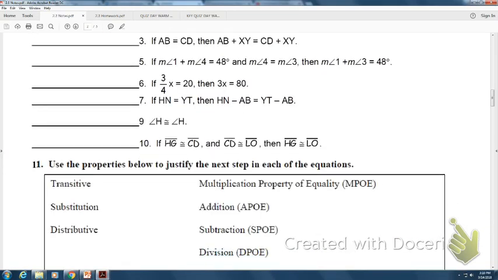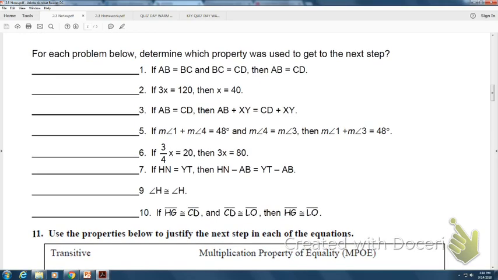All right, here we go. Let's see what you guys found. Number 1: if AB equals BC and BC equals CD, then AB equals CD. What do we get for that one?